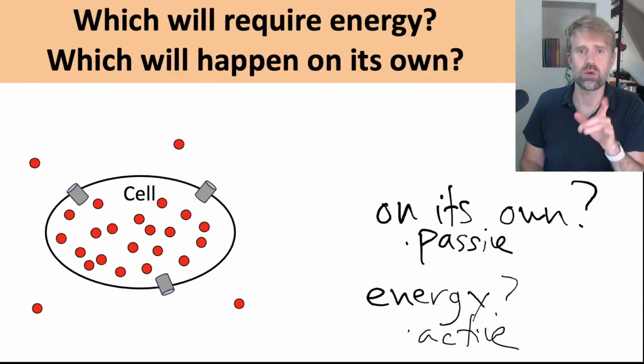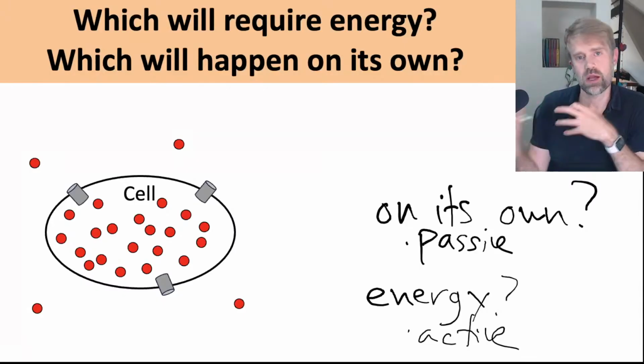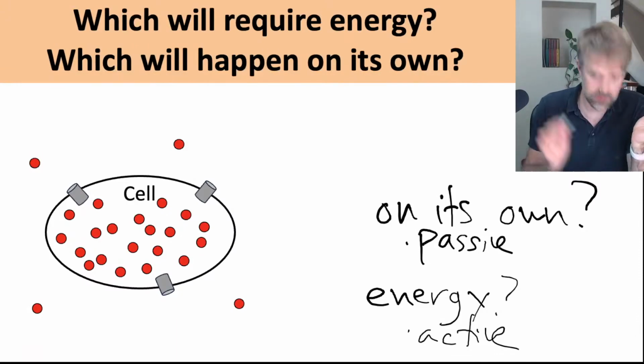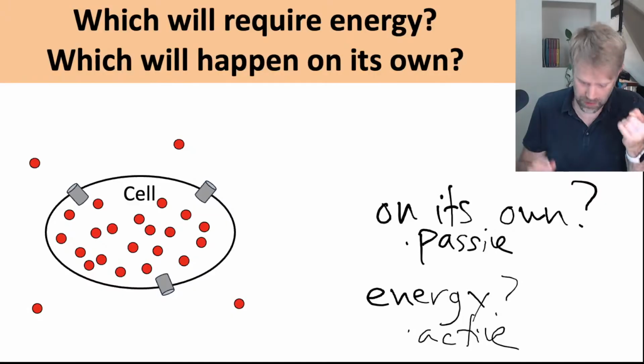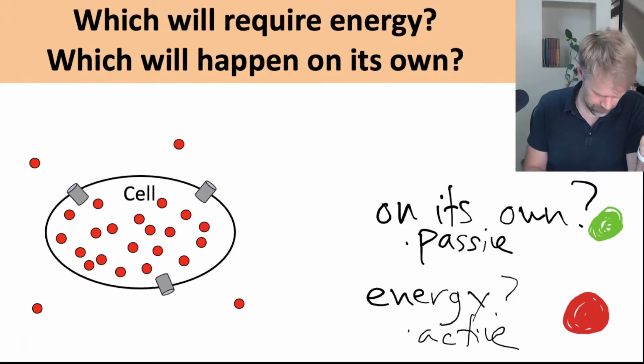The first thing you always want to consider in questions like this is, where is the high concentration, where is a low concentration? I'm going to spend a minute on sort of color coding this while you think about what's going to happen. On its own, which direction is it going to go? Which direction is going to require energy?